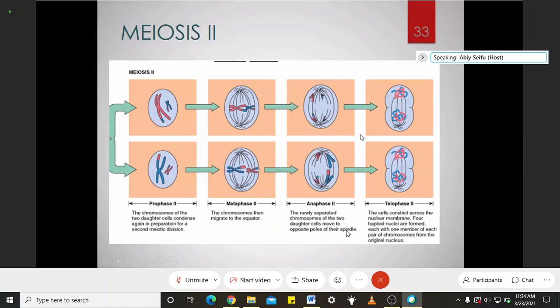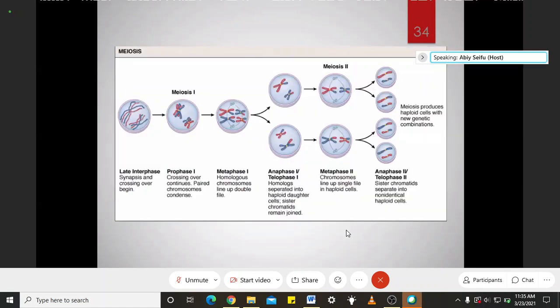Okay, and finally, in telophase 2, the chromosomes will undergo uncoiling and decondense. They will be changed into chromatin, and the nuclear membrane starts to form. So that is telophase. And finally, the cytoplasm of the two cells will divide through cytokinesis, resulting in the formation of four genetically different cells. So this summarizes the stages of meiosis 1 and meiosis 2.